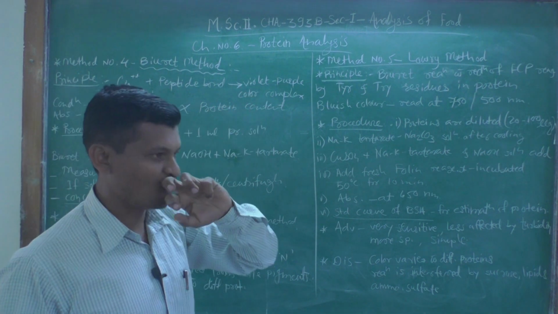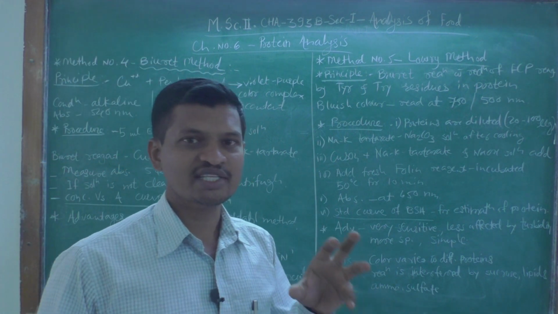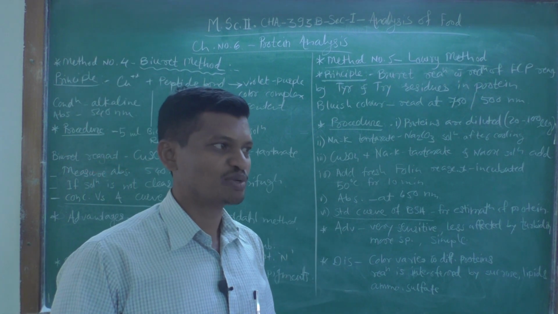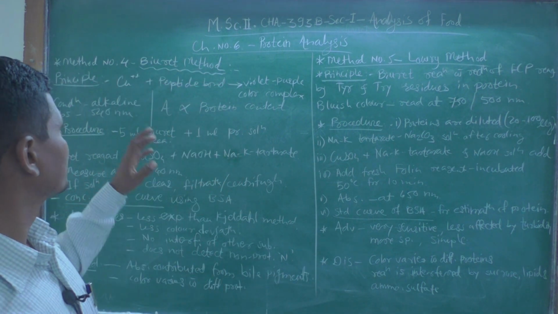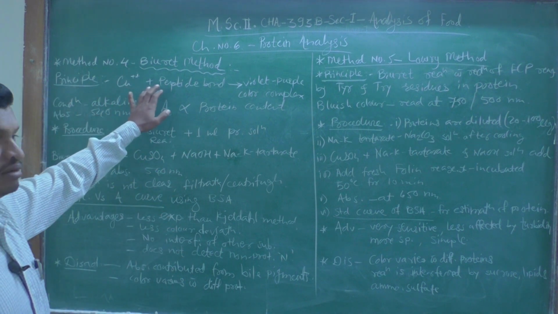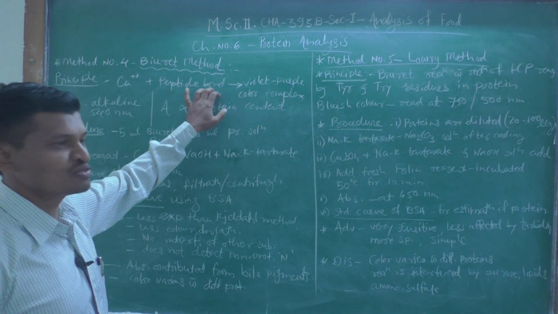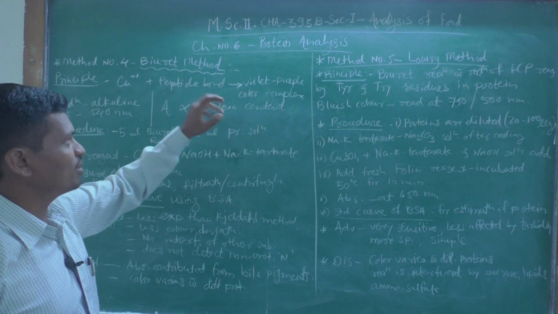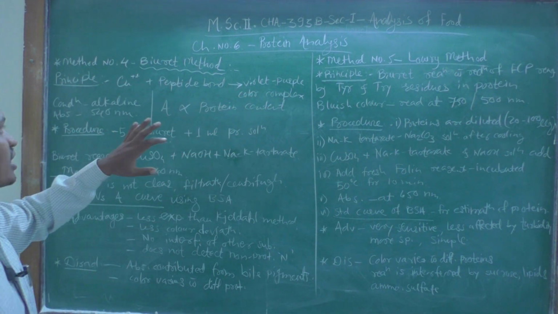The violet purple color complex is formed, and the intensity of absorption is important here, and that is measured by using UV visible spectroscopy. So that is the technique used in the biuret method. So what is the principle? The cupric ions, Cu2+ ions, and the peptide bonds from the protein part of the food sample combine together, forming a complex, and that colored complex is violet purple in color.